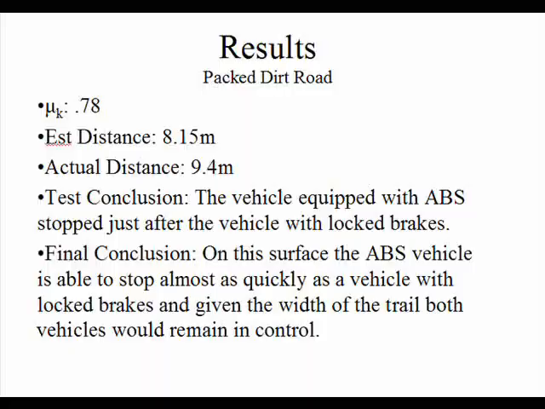.4 meters. These are my results for the packed dirt road test. The coefficient of friction between my tires and the road, or μk, was 0.78. The estimated stopping distance was 8.15 meters. The actual distance was 9.4 meters. The conclusion of the test was that a vehicle with ABS stopped just after the vehicle with locked brakes. The final conclusion is that on this surface, the ABS vehicle and the vehicle with locked brakes would be almost equal and would both remain in control.